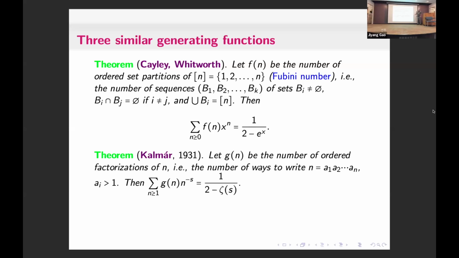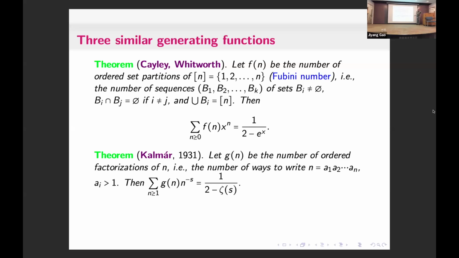Then I took a course in number theory from Postel when I was an undergraduate. I ran across this theorem of Kalmar. g_n is the number of ordered factorizations of the positive integer n, the number of ways of writing n as a product of integers greater than 1, where you take order into account. The Dirichlet series generating function is 1 over 2 minus zeta.